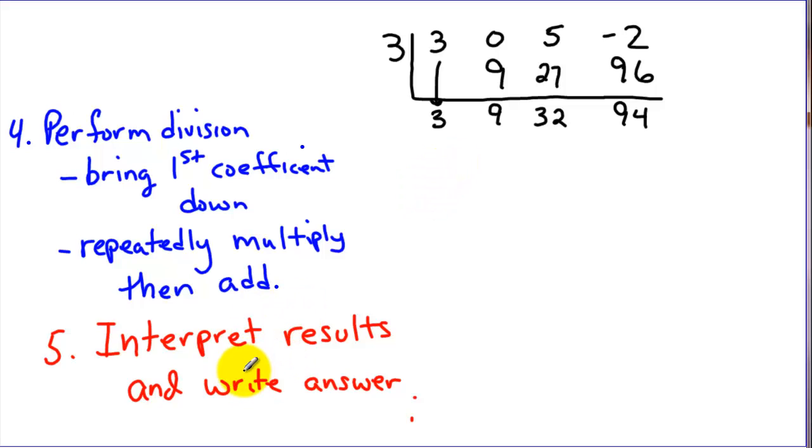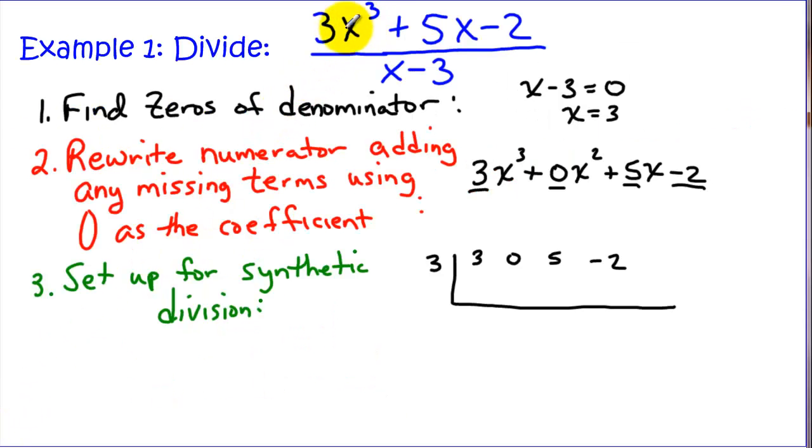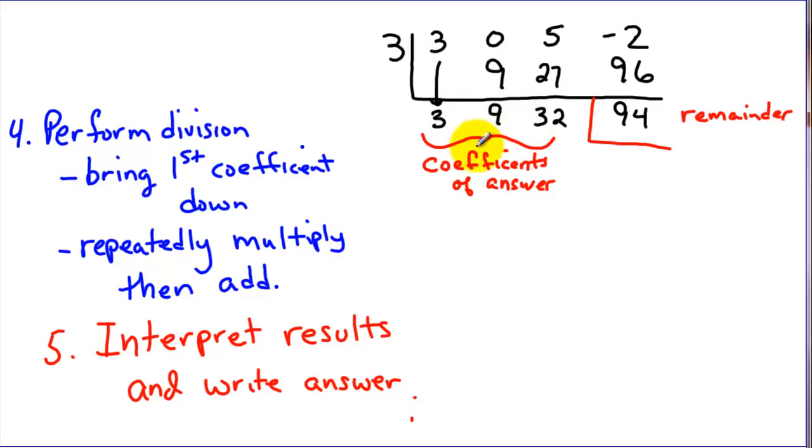Now we need to interpret the results. When we interpret the results, we divide these numbers on the bottom row into 2 parts. The last number is our remainder. Remember when you did division of numbers in grade school, numbers don't always divide evenly, and we sometimes have something left over. We have our remainder. The other numbers are the coefficients of our answer. When we divide a polynomial of x cubed by a polynomial of degree 1 in x, the powers of x go down by 1. So every time we do synthetic division, the answer is a polynomial of 1 degree less.